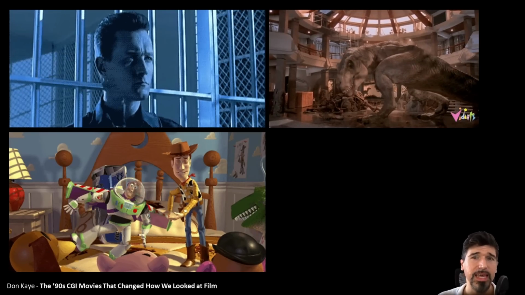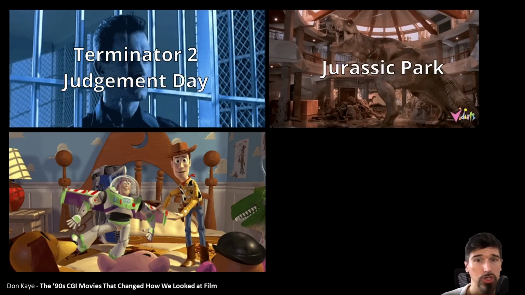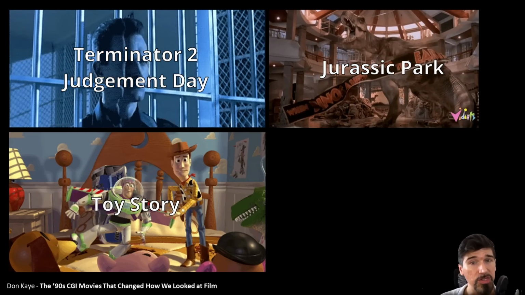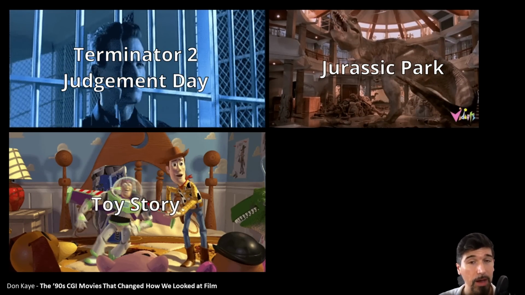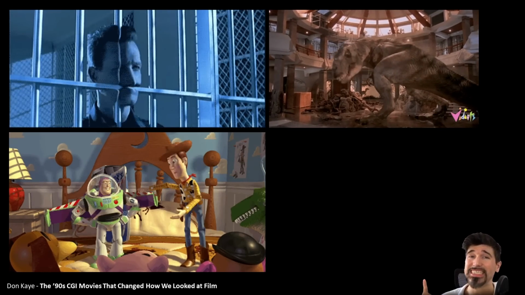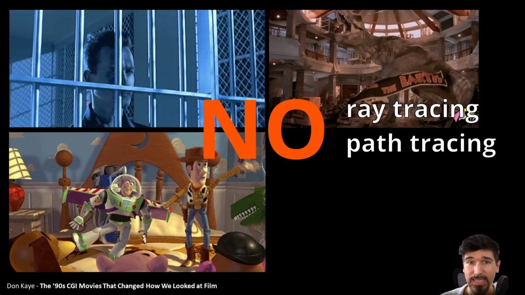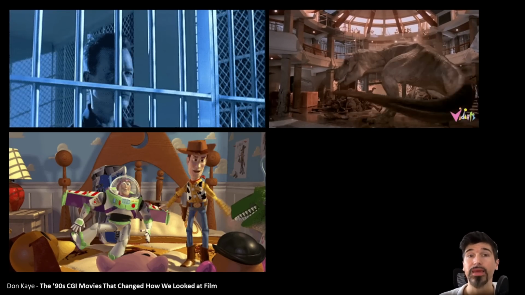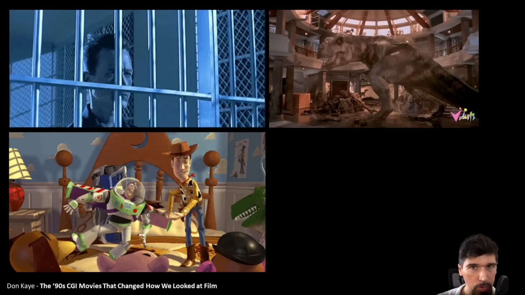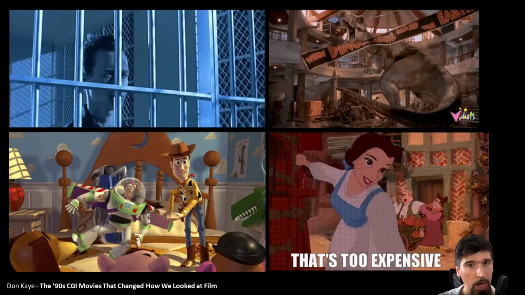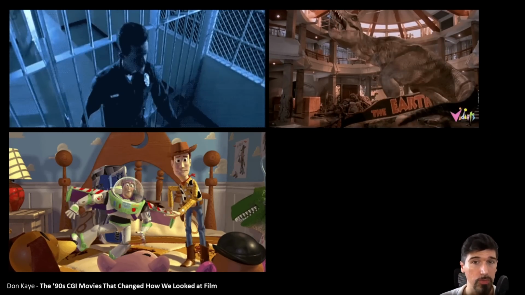But what about movies that came out later, like Terminator 2: Judgment Day, Jurassic Park, or even Toy Story, the first fully CG animated feature film that came out in 1995? The answer is still no. No ray tracing or path tracing on a global scale, and it's for the same reason that it wasn't done in the past. Because even in Hollywood, the cost of computing realistic light transport was too high, which really meant it was too slow for the production pipeline.